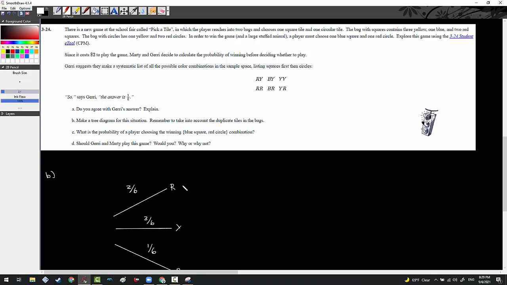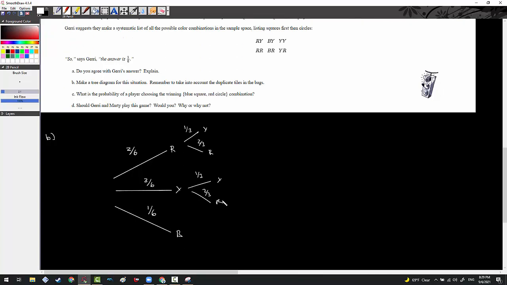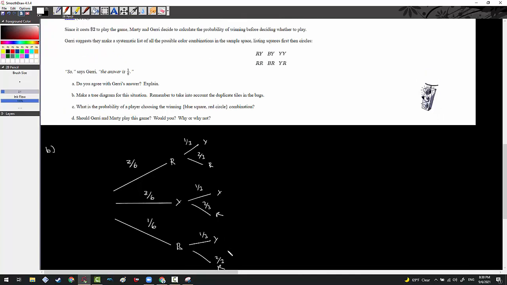Now from this red, notice how it doesn't say that whether or not you pick from the square affects you picking the circle. Now we've got 1 yellow and 2 reds. So again, that's 3 total circles. So 1/3 yellow, 2/3 red circle. And then we'll do it again. 1/3 for yellow, 2/3 for red, and we'll scroll down here to the blue. 1/3 for yellow, 2/3 for red. Okay, so now remember to take into account the duplicate tiles in the bags. Okay, we got that already.